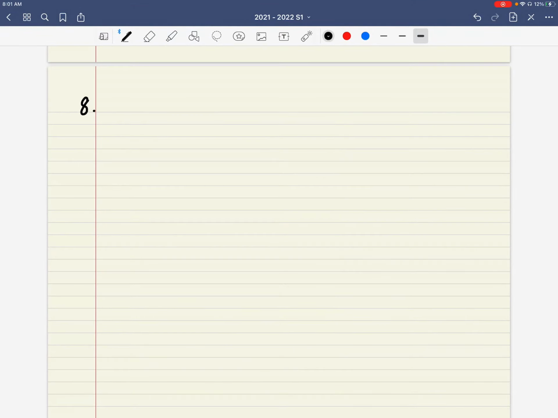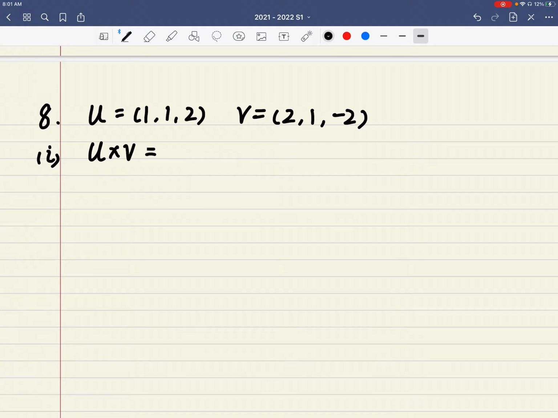Okay, now let's do problem 8. Consider the vector u, which is 1, 1, 2, and v, which is 2, 1, negative 2. First, find a unit vector that is perpendicular to both u and v. All right, so just now we've discussed that the cross product of two vectors is perpendicular to both of them. So we can just get the cross product.